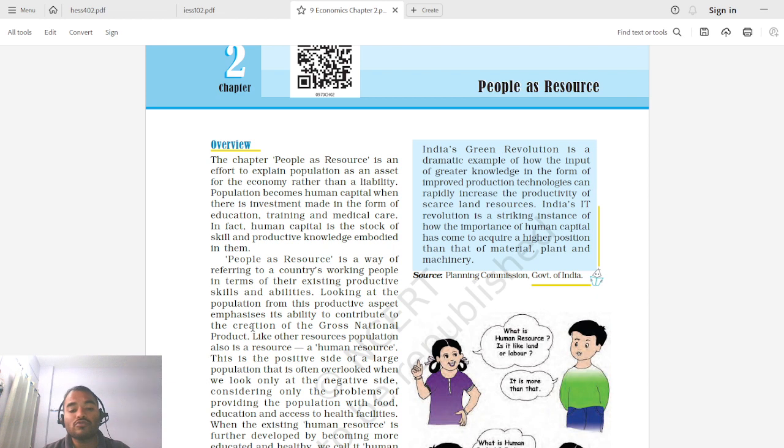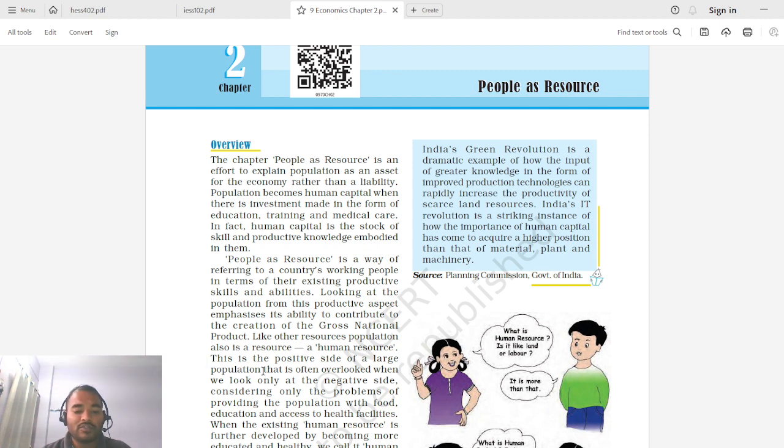So what will happen, these resources will further contribute towards good production, increased services, which will further result in increased gross national product. That means their economy will grow. Like other resources, population also is a resource, a human resource. As we discussed very early, there are different resources which we derive from the environment: air, water, land, forest, natural vegetation, flesh, fish, etc. These are all the resources, and apart from them, human beings are also a resource.